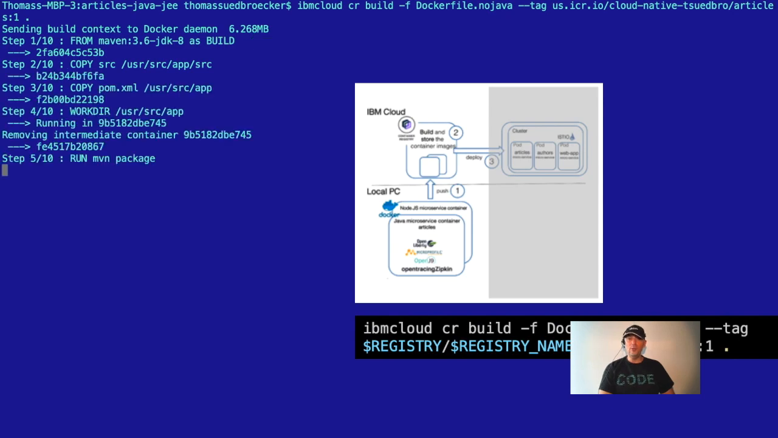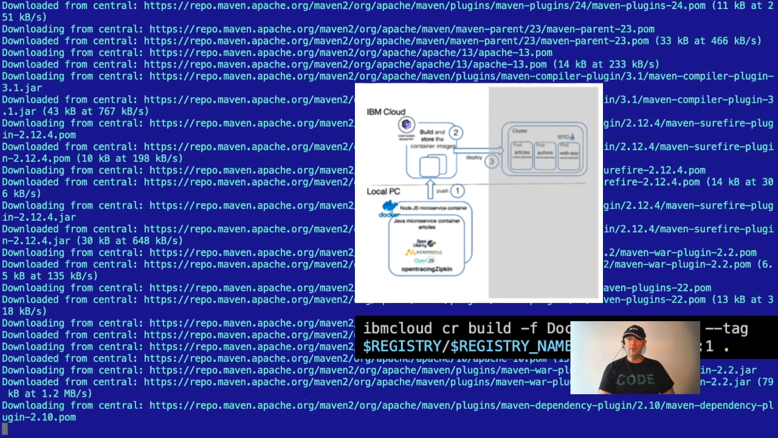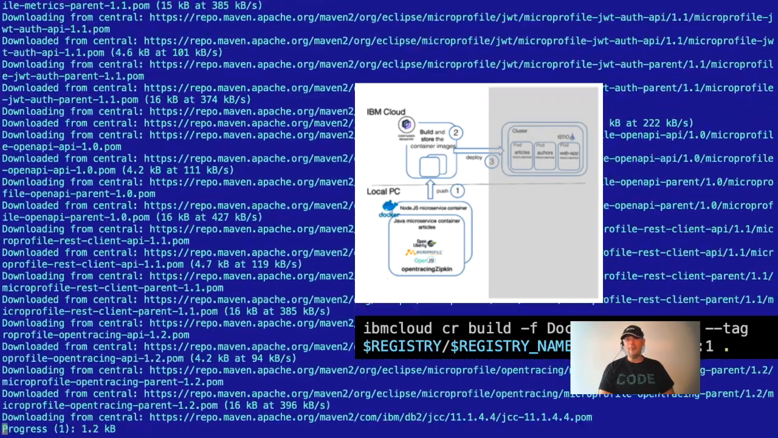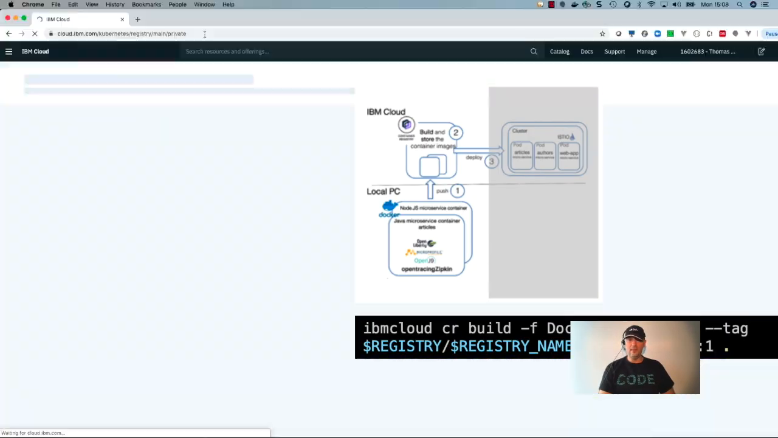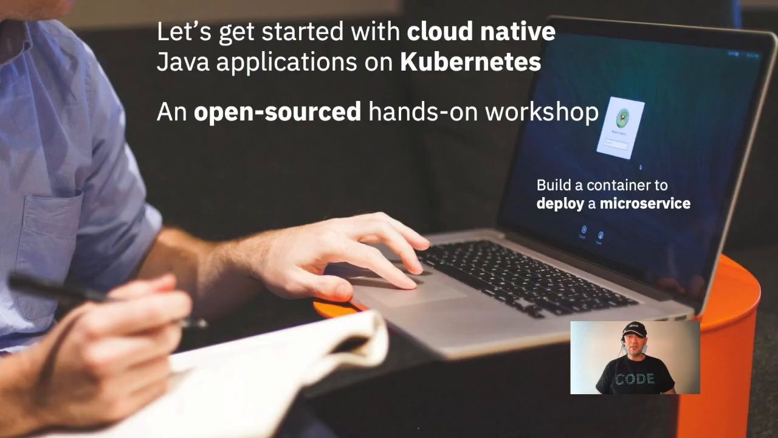Let us watch the execution of the IBM command line to build and push the container. We can see the multi-stage build, and after these, the image is uploaded to the IBM container registry, as we can see here. So what is the remaining step?